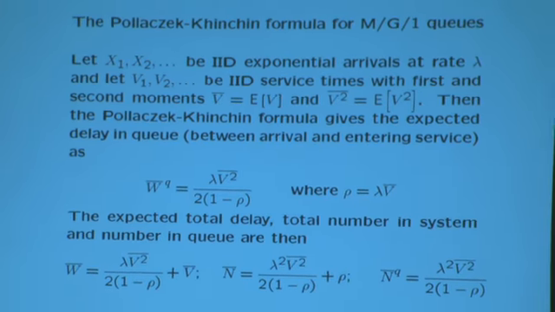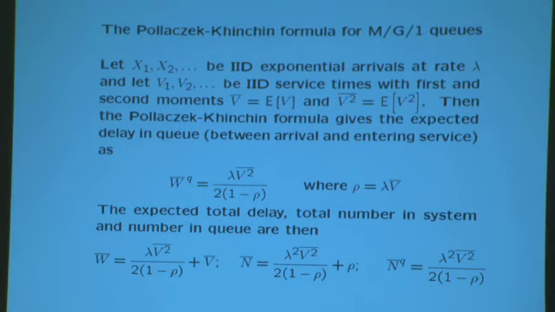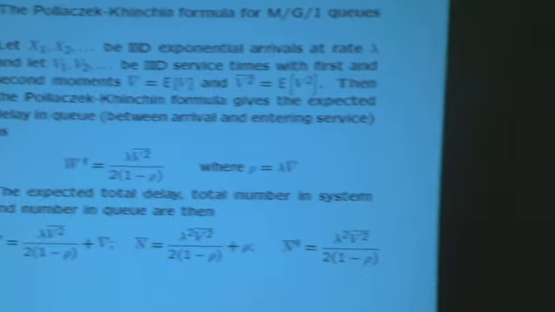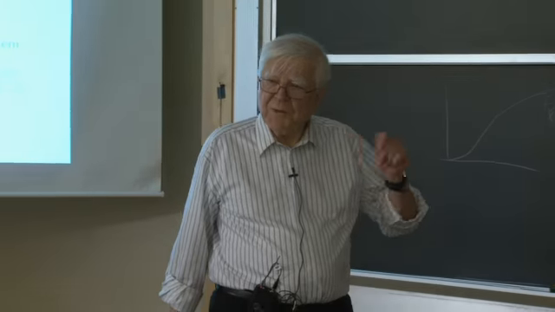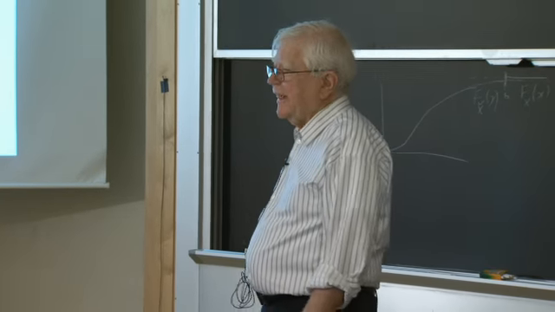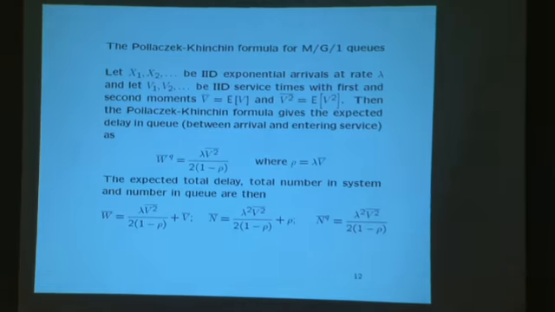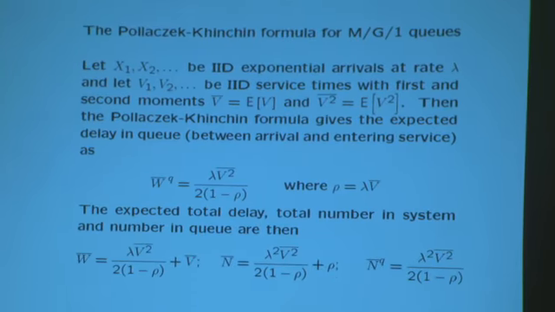Okay, last thing I want to do is talk about the Pollaczek-Khinchine formula for M/G/1 queues. The thing that you get here is you improve on Little by one step, because now if you have arrivals that are coming in a Poisson way, yes?